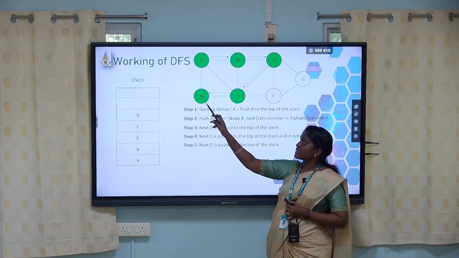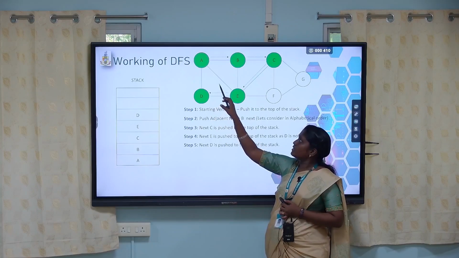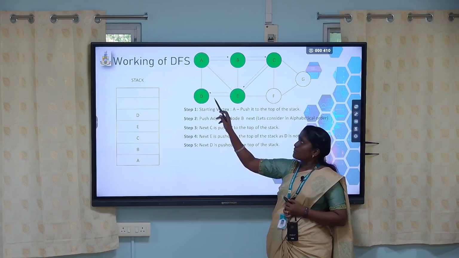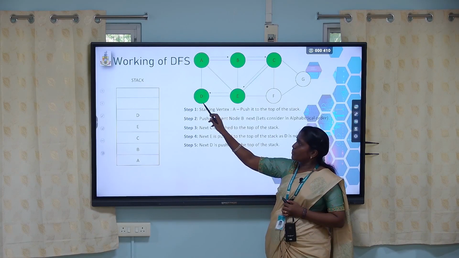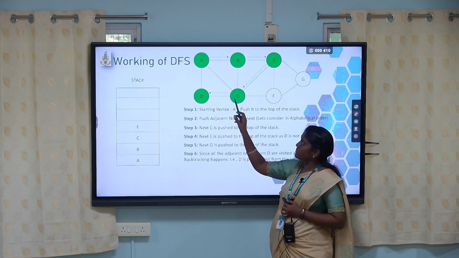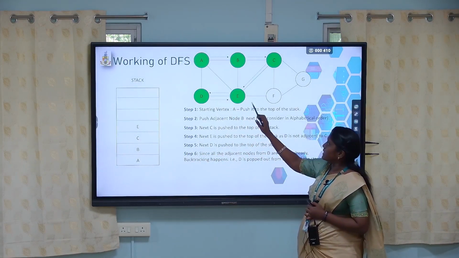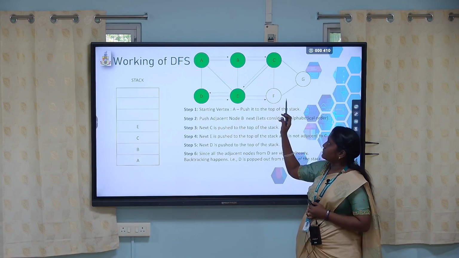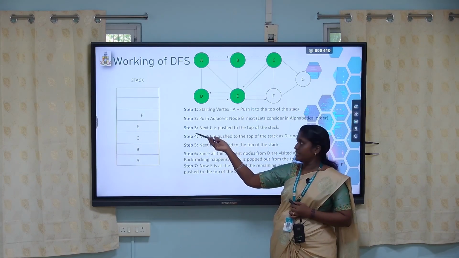When at D, it will explore the adjacent nodes. Since all the nodes connected to D are already visited, backtracking happens here. When backtracking happens, the element at the top of the stack, D, will be popped out, and we traverse back to the previous state, that is E. Now E becomes the top of the stack. From E, it explores the F vertex which is not visited, and now the path goes from E to F, and F will be pushed onto the top of the stack.